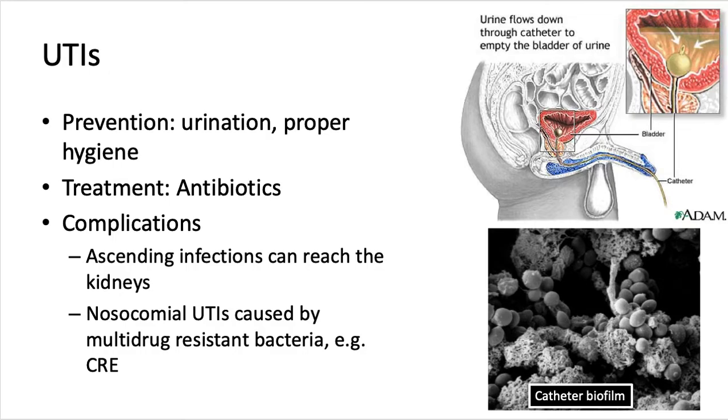To prevent urinary tract infections, urinate frequently, don't hold your bladder, and urinating after sex is also a good way to flush out any microbes that might have gotten into the urinary tract, as well as proper hygiene. So again, after defecation, make sure you wipe properly in the correct direction, backwards, away from the vagina and the urethra.